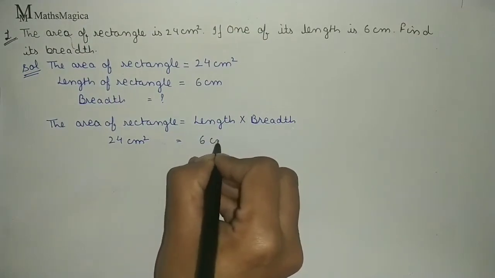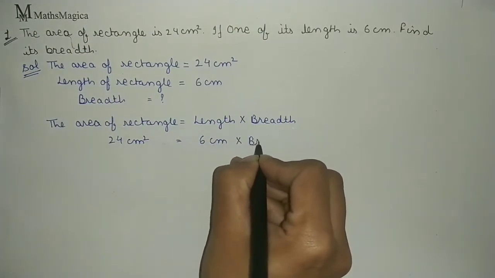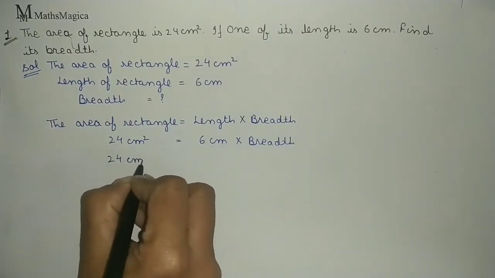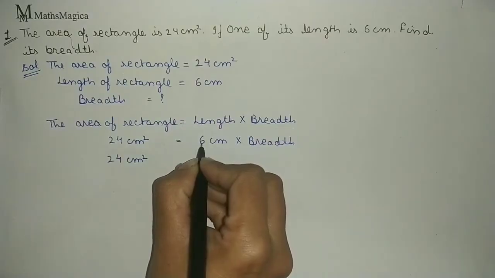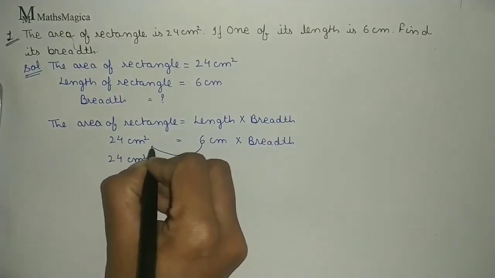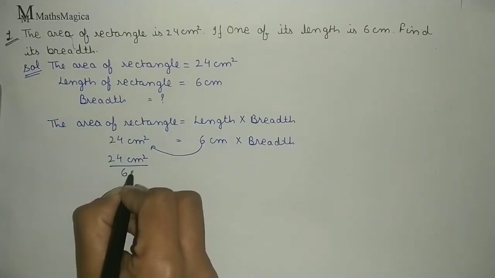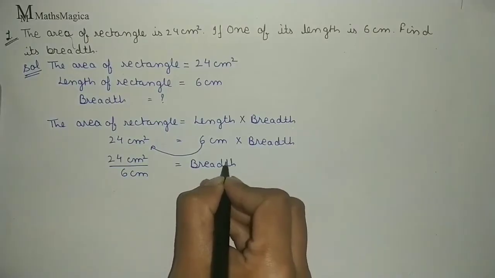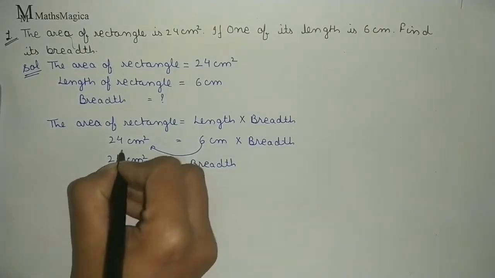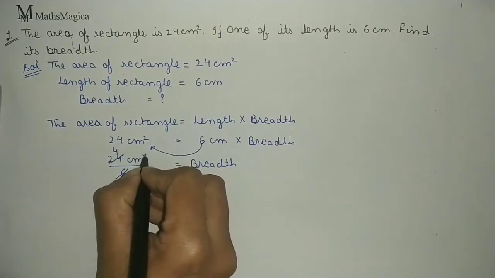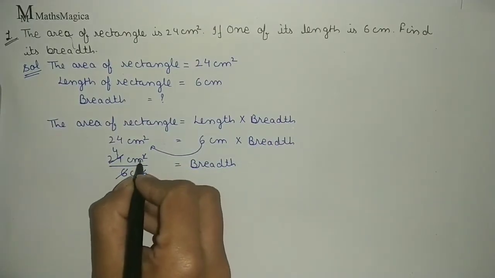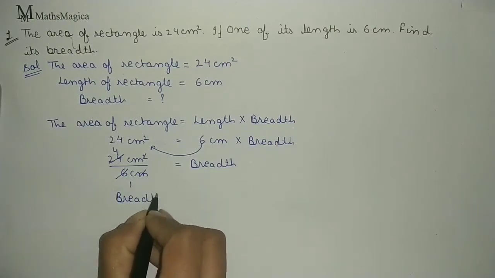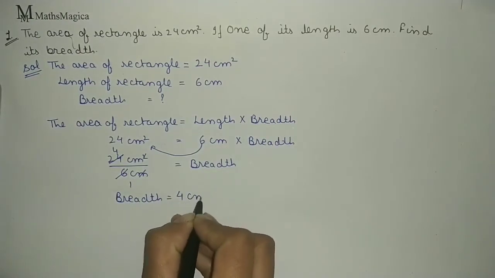Length is 6 cm. Multiply breadth. 24 cm square as it is. 6 is in multiplication. When it moves to another side, it will change into division. 24 cm square divided by 6 cm is equal to breadth. Simplify it. 6 ones are 6, 6 fours are 24. Centimeter cancel with each other. Breadth of rectangle is equal to 4 centimeter.